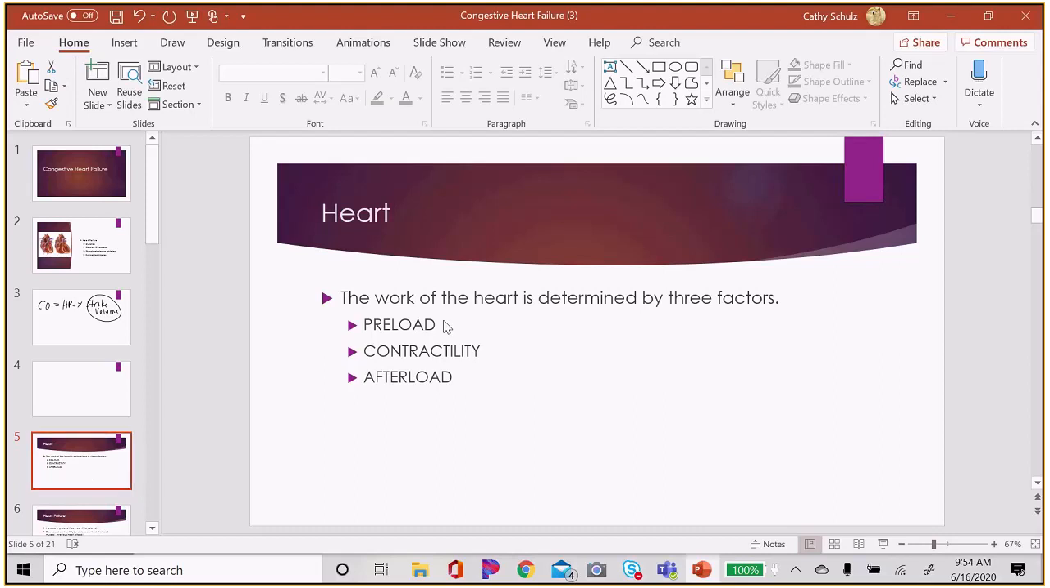So preload is the amount of fluid. I always say preload is P, fluid, that the heart has to work with. If there's extra fluid in the body, then the heart is going to have more work because it's going to have to push more fluid around. So that's one thing we can do to target heart failure, is we can manipulate the amount of fluid that's there.